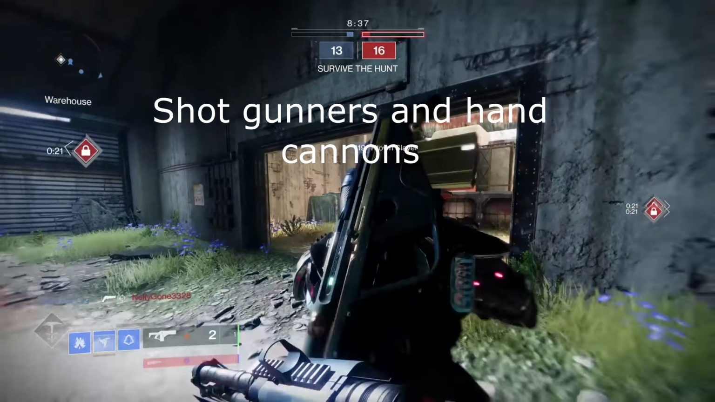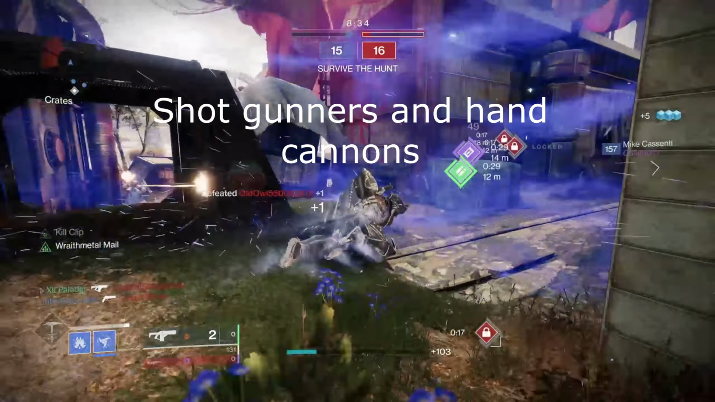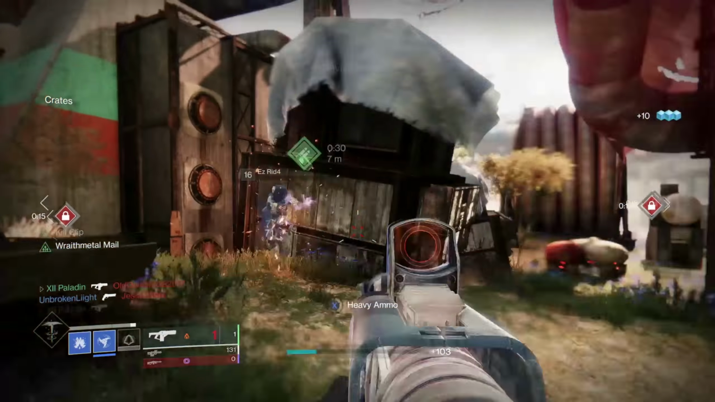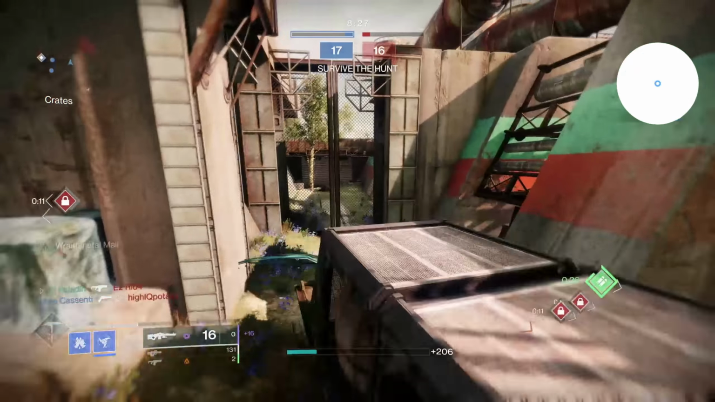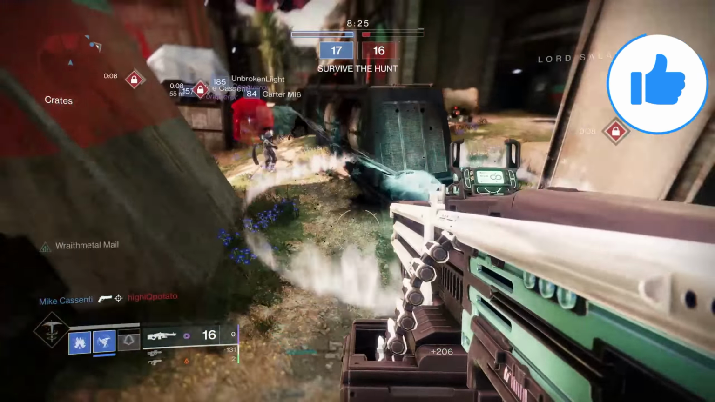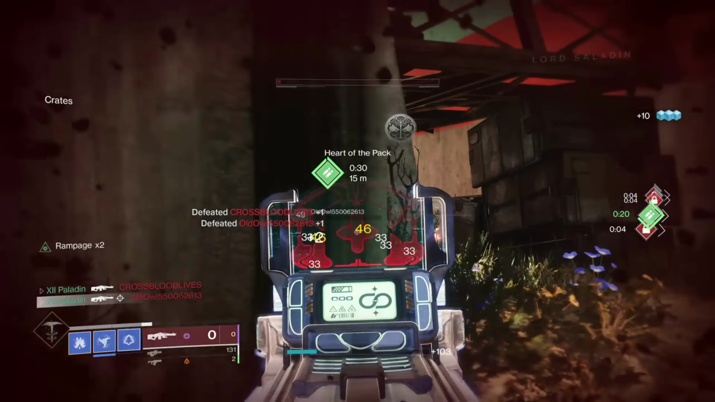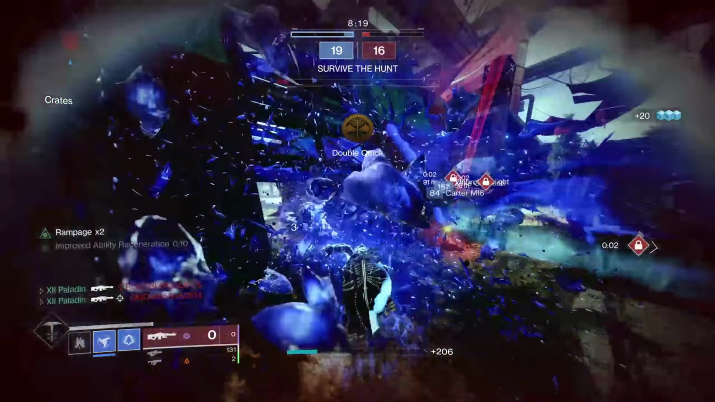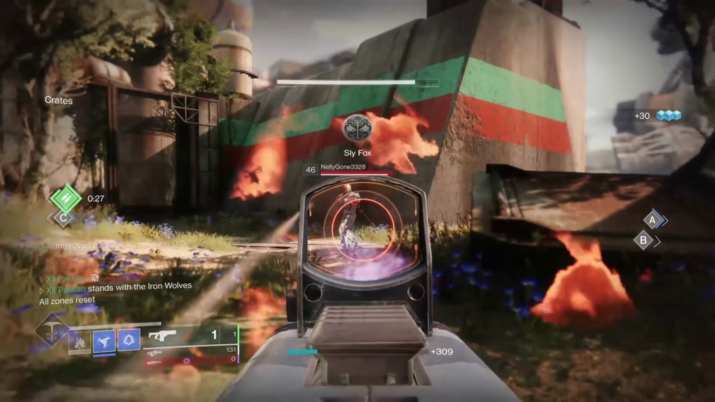So, in this particular Iron Banner game, these guys were all about their hand cannons and all about their shotguns. I switched to a fusion rifle. I'm keeping my distance. Shotties are around that 10-meter mark, right? Hand cannons are around that 30-meter mark. I stay in the middle of that. So I force them to use either that hand cannon, or I make them have a mistake by trying to charge me with their shotgun, like this guy just did right there. That is the goal of this particular loadout.